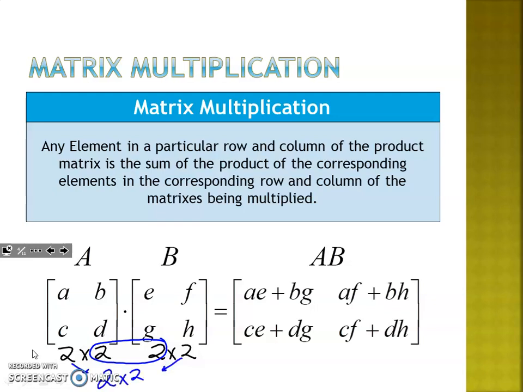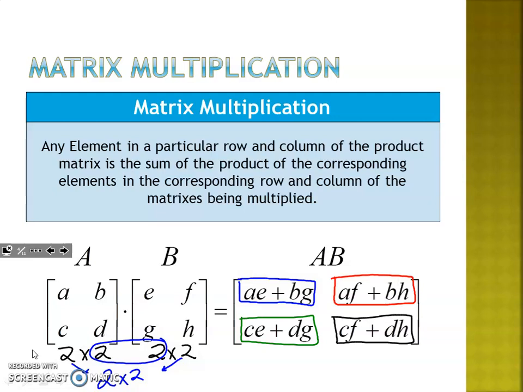by 2. So what I want you guys to notice here is we've got matrix A times matrix B, and then we've got our product matrix, which is AB. And I've got a 2 by 2 matrix here. Okay, so we said our product would be a 2 by 2 matrix.